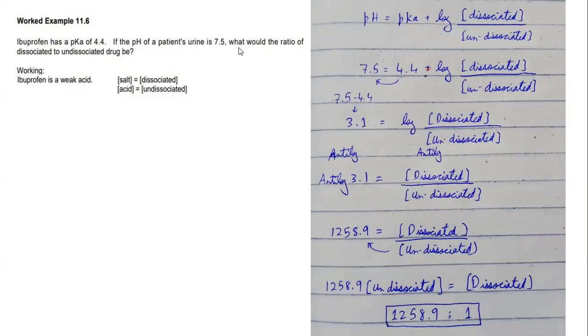Ibuprofen has a pKa of 4.4. If the pH of a patient's urine is 7.5, what would be the ratio of dissociated to undissociated drugs? So, dissociated and undissociated drugs.